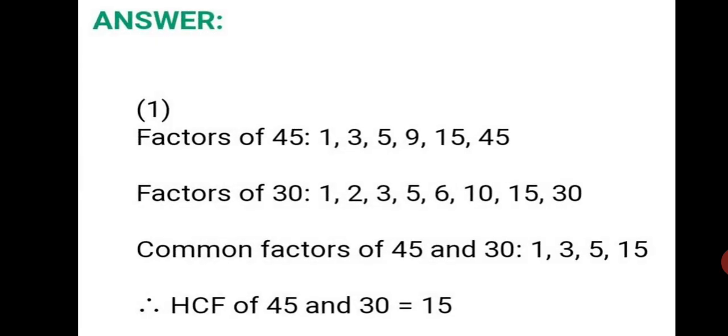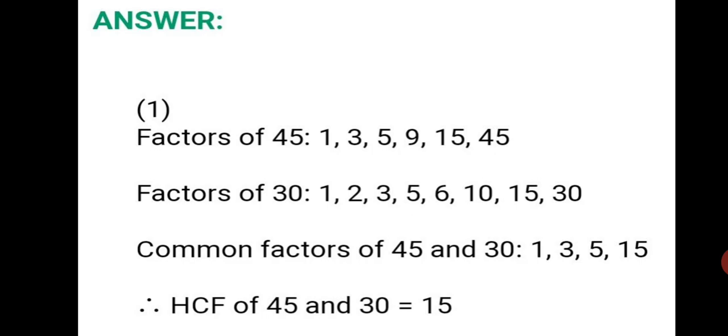First sum. Factors of 45. You will find out 1 into 45, 3 into 15 and 5 into 9 is 45. So all these will be listed in the ascending order. 1, 3, 5, 9, 15, 45. Similarly, factors of 30 you will find out and list them. 1, 2, 3, 5, 6, 10, 15, 30.